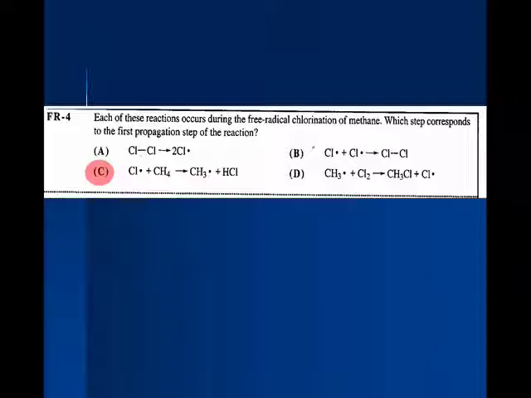It is C. The chlorine radical is the first step in that propagation step. It abstracts a hydrogen atom from the alkane, in this case methane, generating the methyl radical. D is the second propagation step in that reaction. Okay?